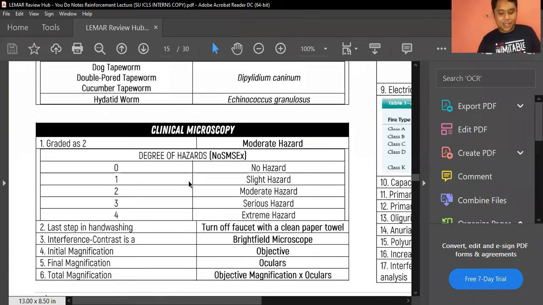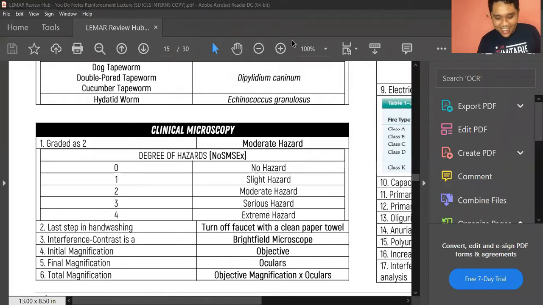So we'll start first with the degree of hazards. Take note, this is the degree of hazard, 0 to 4. The mnemonic is NO SMS EXCESS. So No is 0, no hazard. 1 is light, 2 is moderate, 3 is serious, and 4 is extreme or severe. So that's NO SMS EXCESS, all right? Again, that's the mnemonic for the degree of hazards.